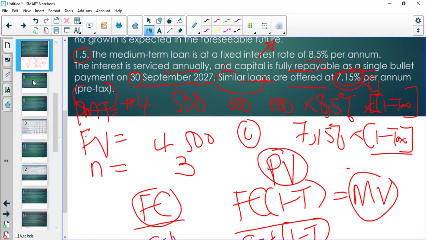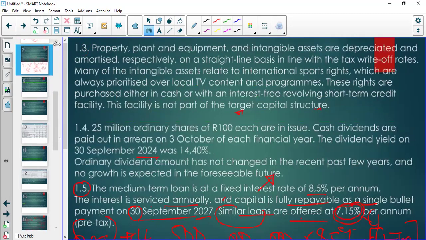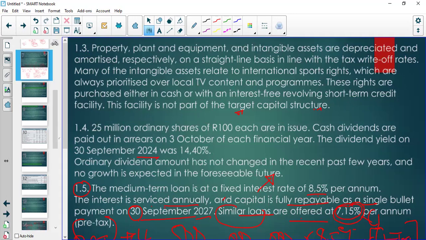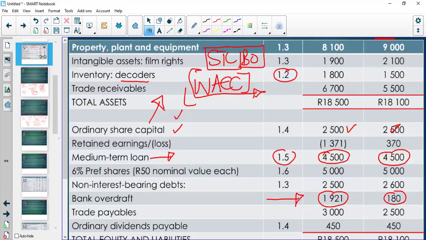Right, what else do we need to value here? After valuing, what happened? Are we here? Right, so we had non-interest, so this one is all out. Then we have preference shares, 6%, and the nominal value is what?